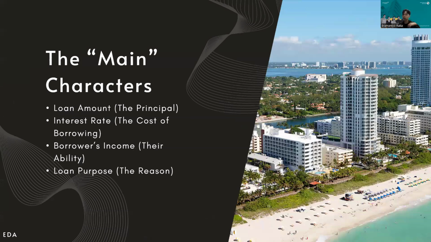But bear in mind, as I introduce you to the main characters of the story: we have the loan amount as the principal, we have the interest rate, the cost of borrowing, we have the borrower's income, aka their ability of repayment, we have the loan purpose, aka the reason why they borrow in the first place. Now, these main characters are actually features that correspond highly to the target.